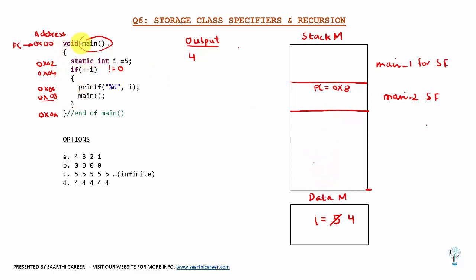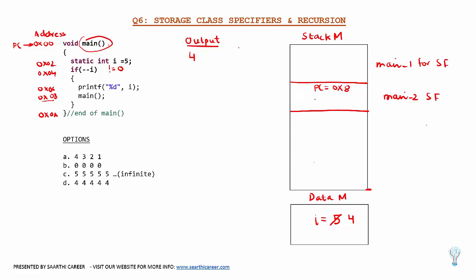Okay, and now once it comes inside the function, it sees static int I equals 5. What did we say about a static variable? We said a static variable is initialized only once at the point of declaration. Okay, so which means no new instance of I is going to be created, and I's value right now is 4.